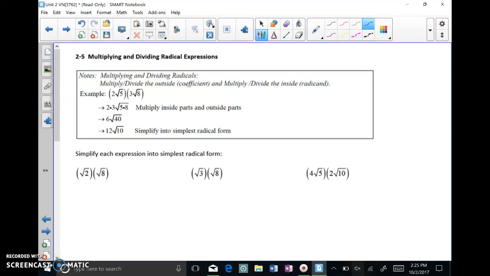Algebra 1 Common Core, Unit 2, Section 5, Multiplying and Dividing Radical Expressions.